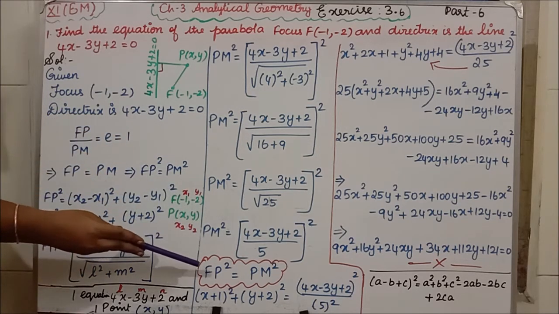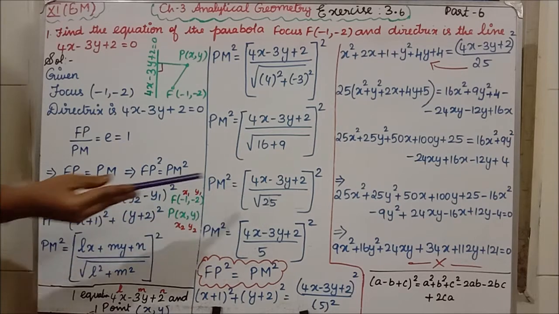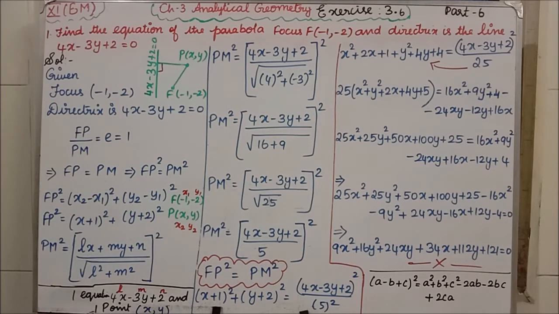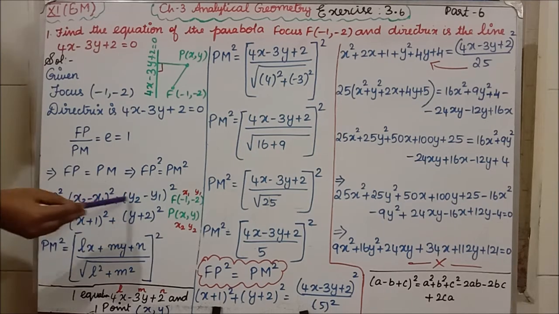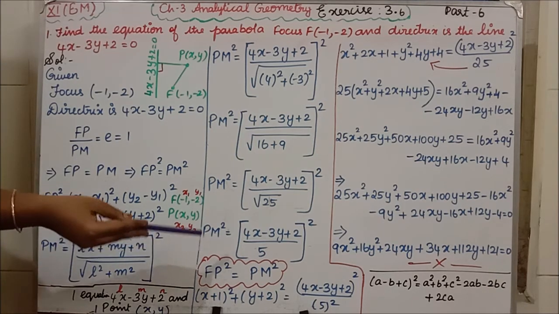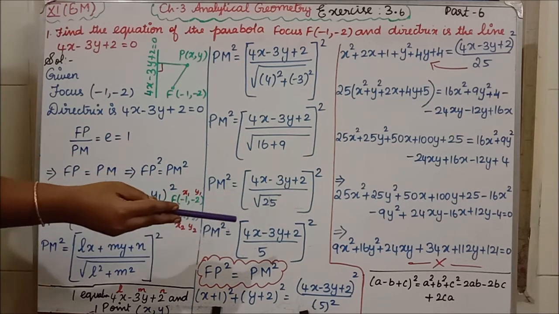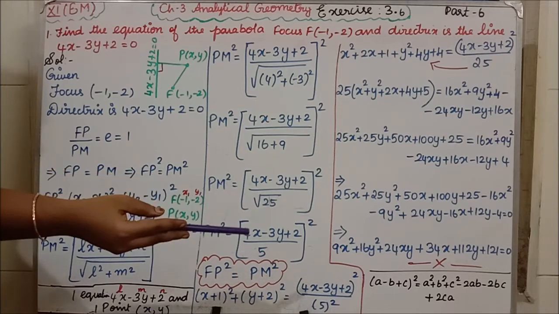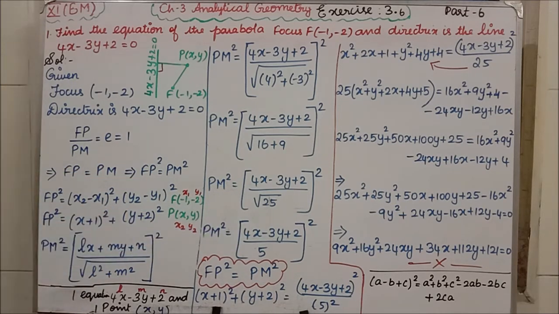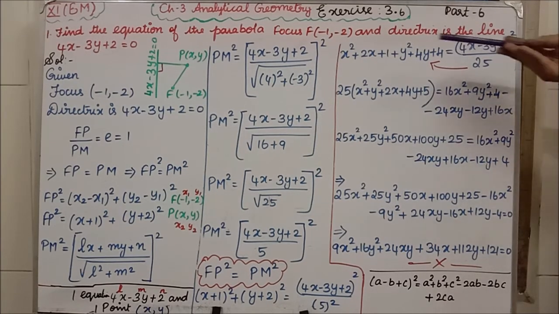So once again I am writing FP square is equal to PM square. Here FP square, what we have got? X plus 1, the whole square, plus y plus 2, the whole square. This is the FP square value. Can you understand it? Equal to, what is the PM square value? This is the PM square value. What is that? 4x minus 3y plus 2, the whole square, divided by 5, the whole square. So commonly we are having the whole square, so we can write separately the whole square. Clear?